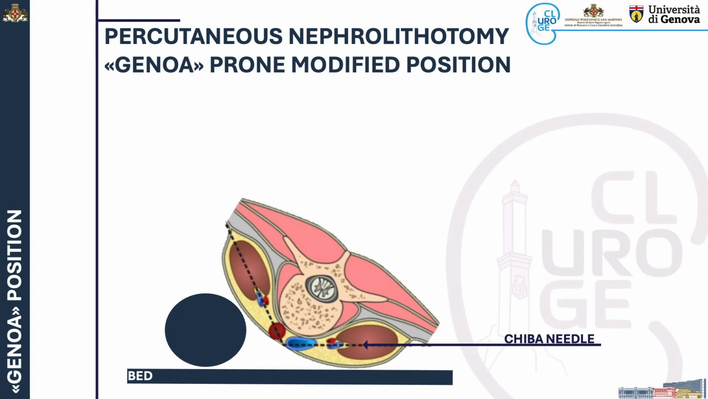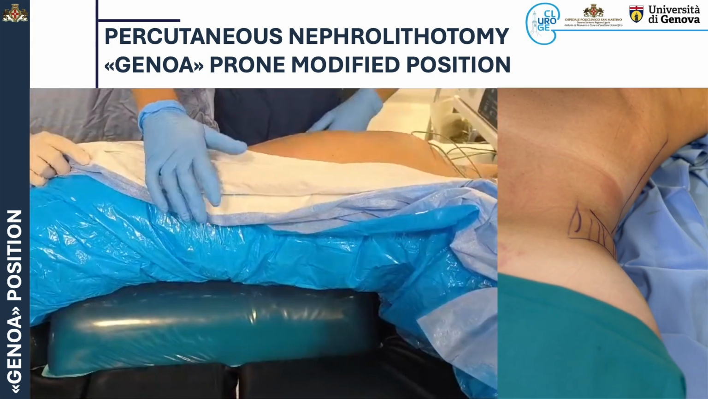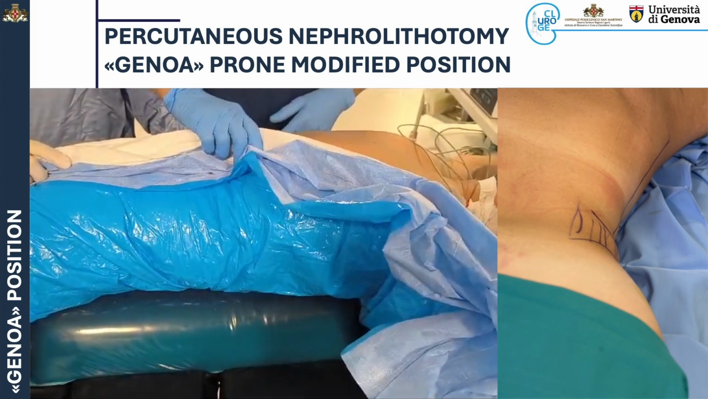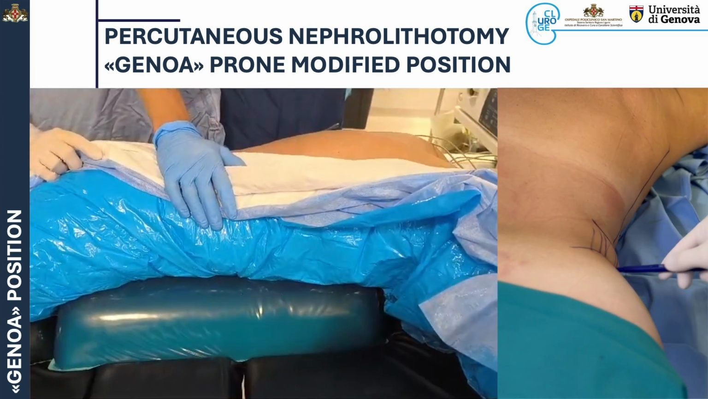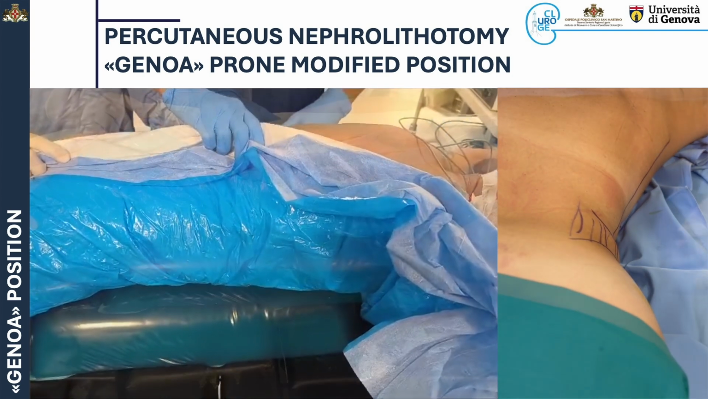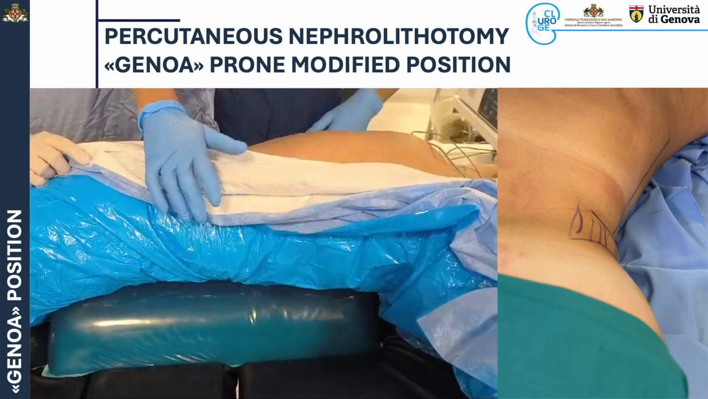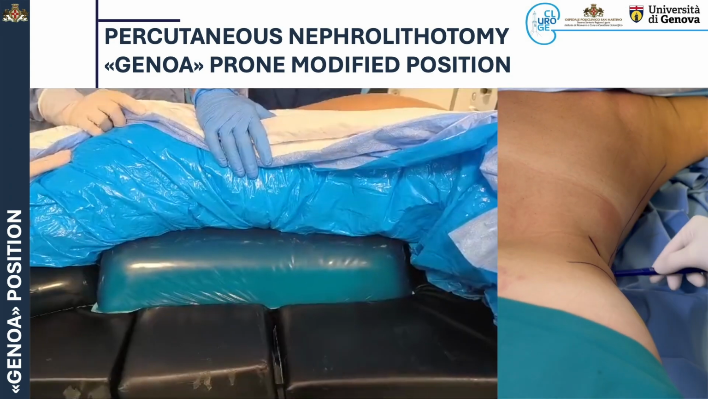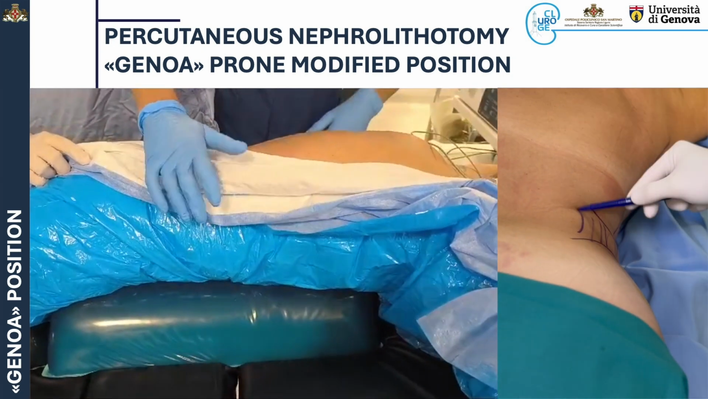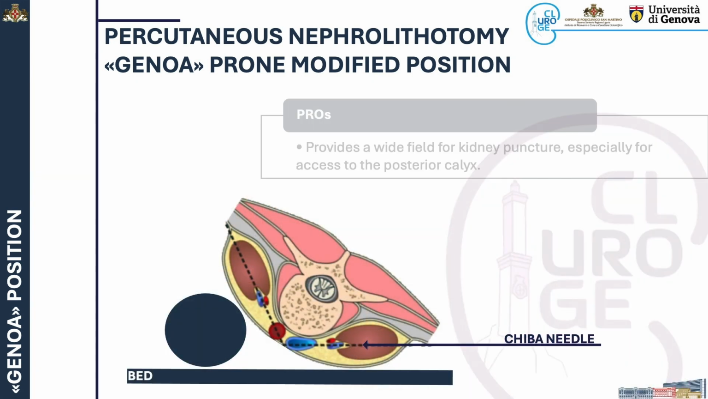To address the limitations of both approaches, we developed a novel technique, the GENOA Prone Modified Position. In this approach, the patient is placed in a prone position on the operating table. Gel pads are strategically positioned at the thoracic and abdominal levels on the contralateral side of the kidney to be treated. This setup tilts the body axis approximately 45 degrees relative to the table, aligning the renal axis parallel to the floor. As per standard protocol, anatomical landmarks are identified and marked.